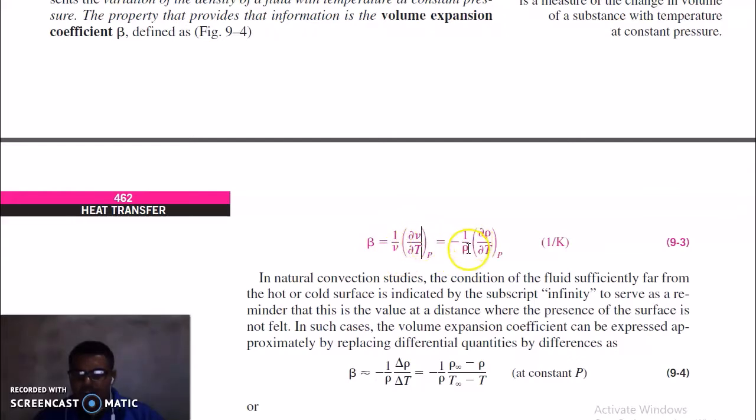Volume upon mass is equal to density. Here, if you divide by mass, it becomes density, and here it is multiplied by mass. So volume upon mass is equal to density. There is a negative sign, because with the increase in temperature, the density will decrease.